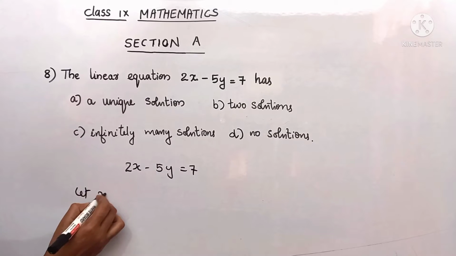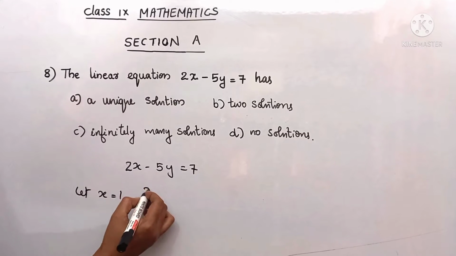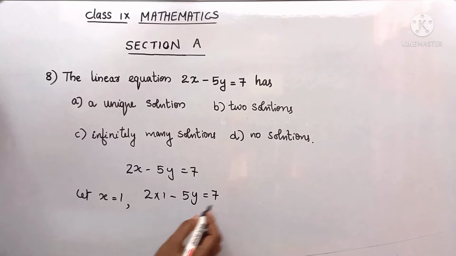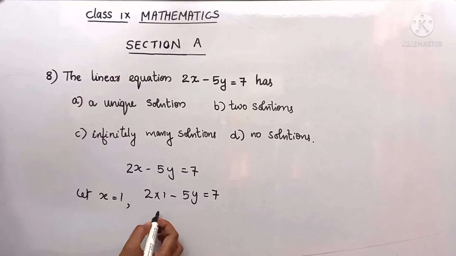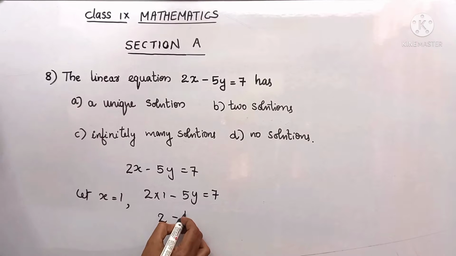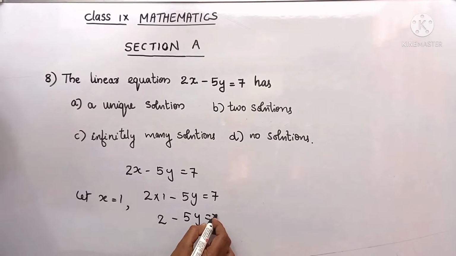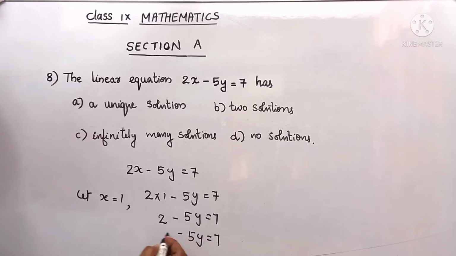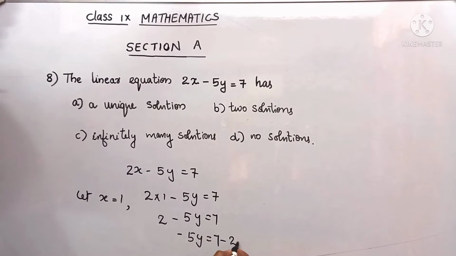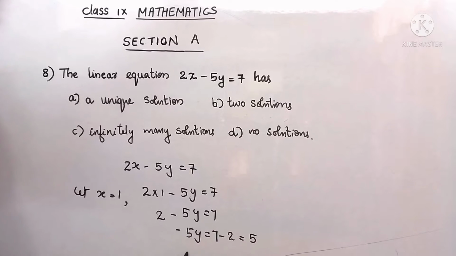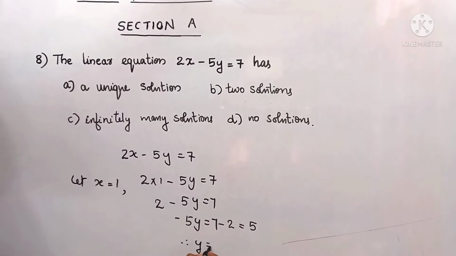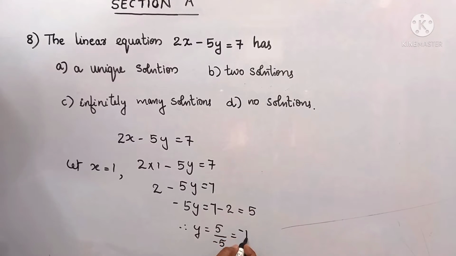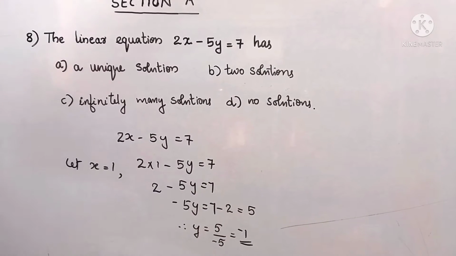Let x equal to 1 first. Then 2 into 1 minus 5y is equal to 7. From here we can find the value of y. 2 into 1, 2 minus 5y is equal to 7. Minus 5y is equal to 7 minus 2, that is equal to 5. Therefore, the value of y is equal to 5 divided by minus 5, equal to minus 1. Now we have got that y is equal to minus 1.